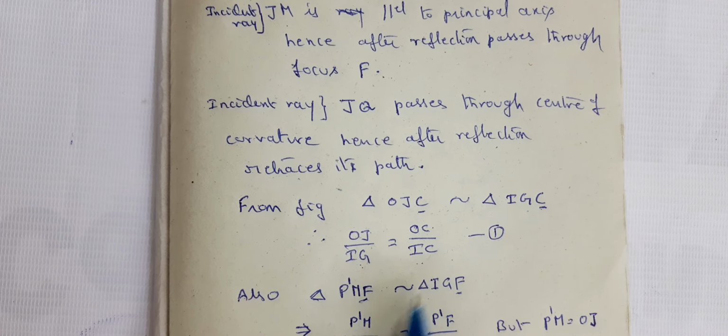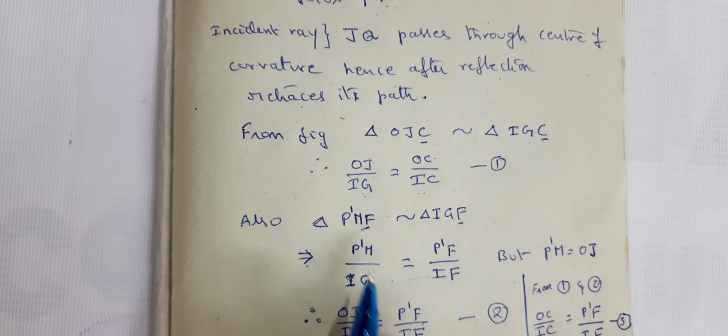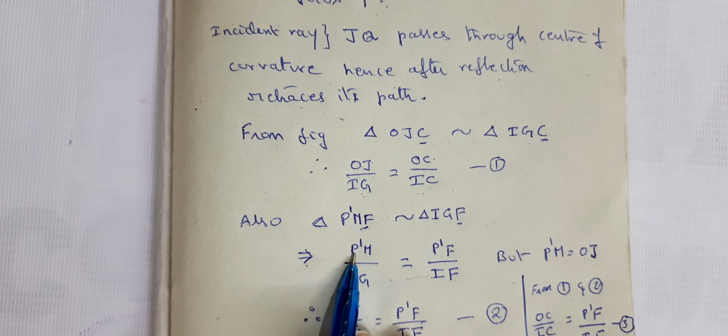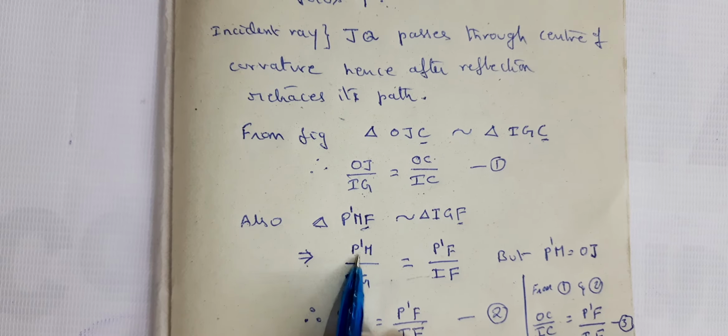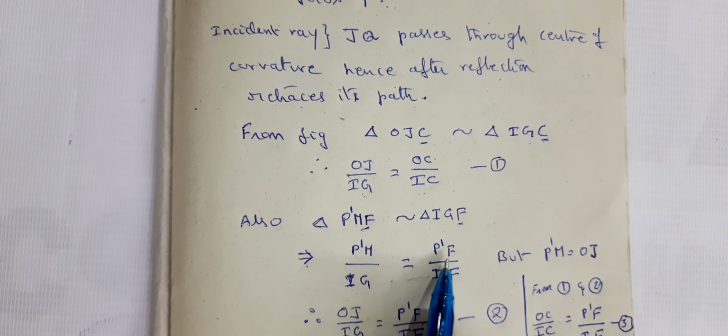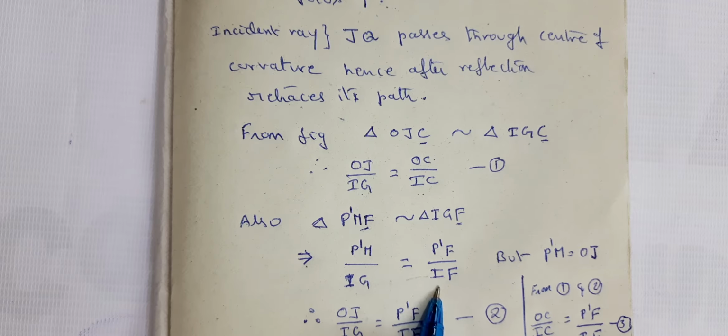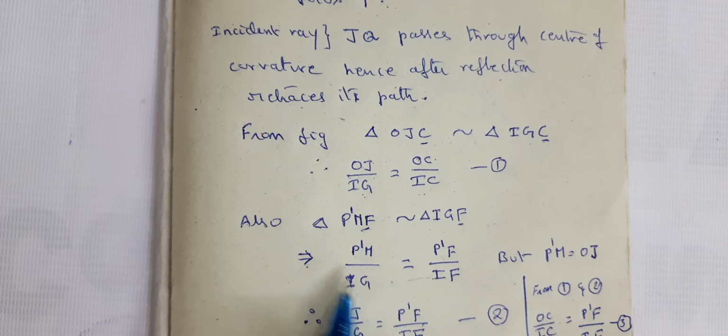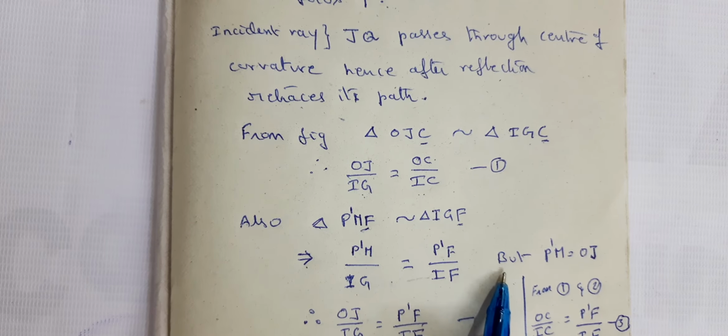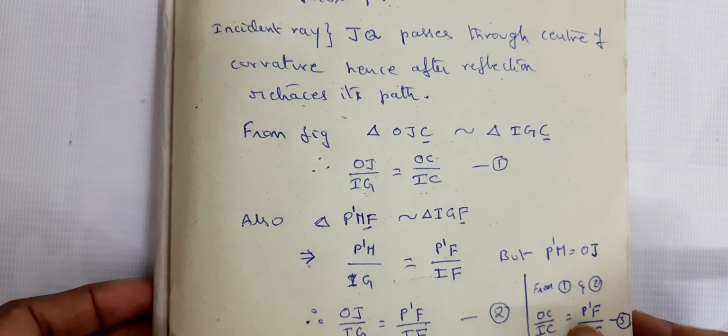And also we have the other triangles which are similar. So here also we do the same thing. Height of one triangle divided by height of the other triangle is equal to base of one triangle divided by base of the other triangle. Like this we will be getting. But what we observe here, so observe carefully.